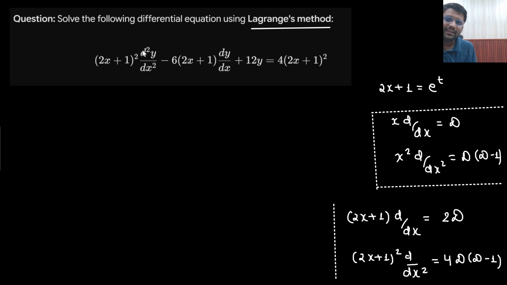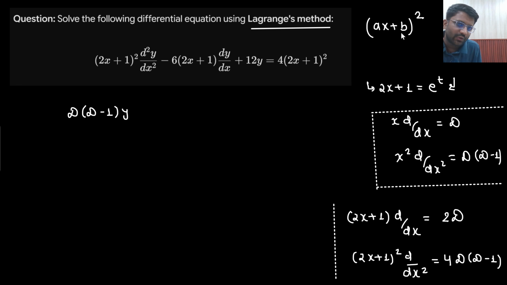Very simple thing: x square d2 by dx2. This is the first thing that I will do. Previously, what used to happen? x square d2 by dx2 used to be replaced with D into D minus 1, multiplied with y. But now there is a factor of 2 here, which is extra. Whatever the factor is there, like ax plus b whole square would be there, ignore this b. That's the bottom line. Simply treat it as a square x square.